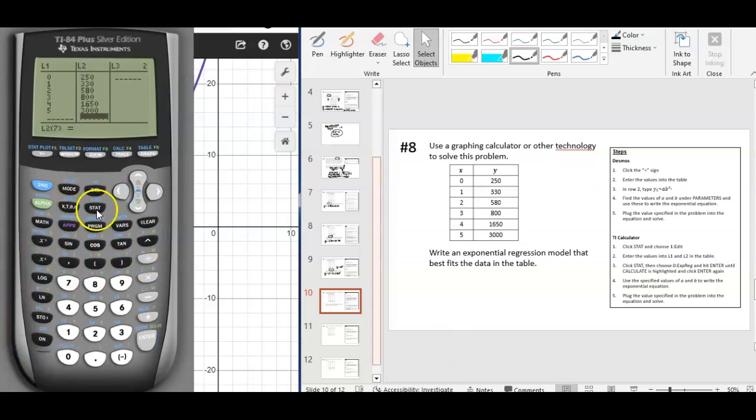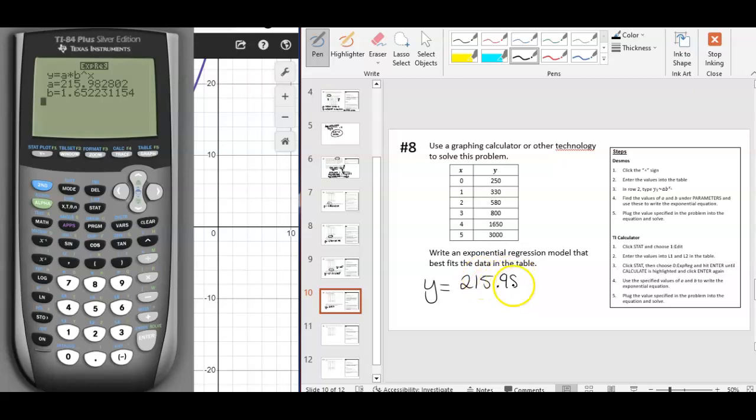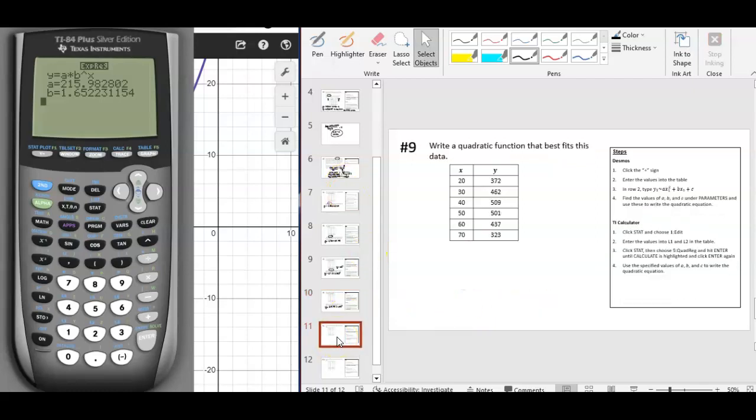Now that the values are all entered in, we're going to click on Stat and then arrow to calculate and then choose option 0 because it is asking us once again for an exponential regression. So we choose option 0 and then hit enter on calculate, and we can plug these values into y equals a times b to the x. So we have y equals 215.98 times 1.65 to the x. Okay, and that's our exponential regression model.